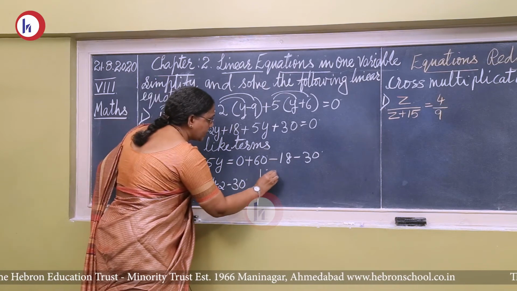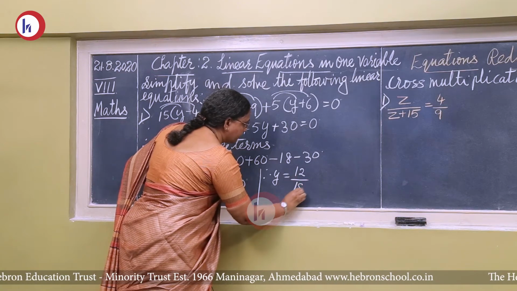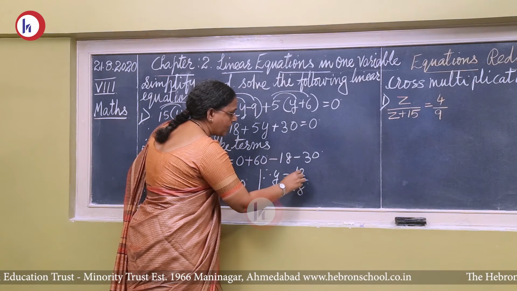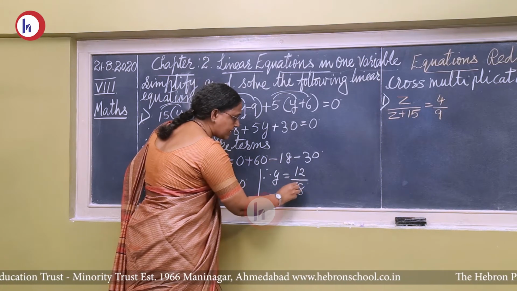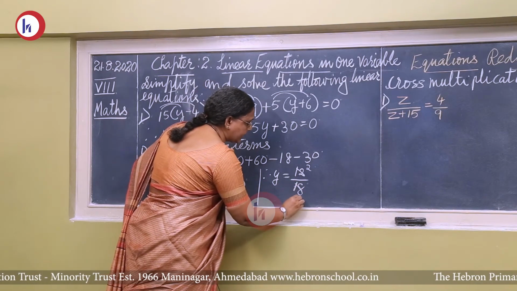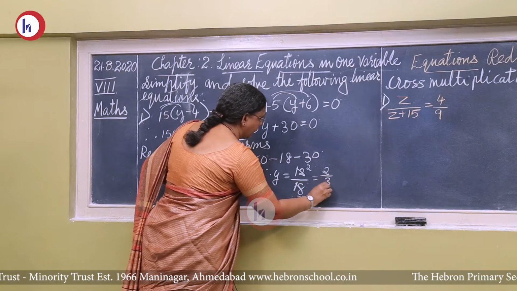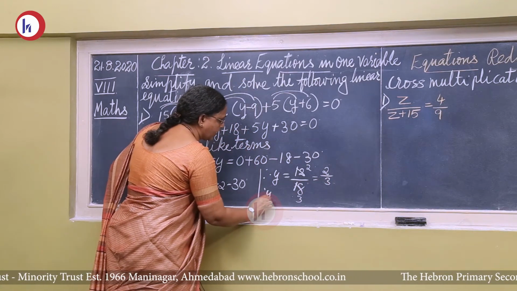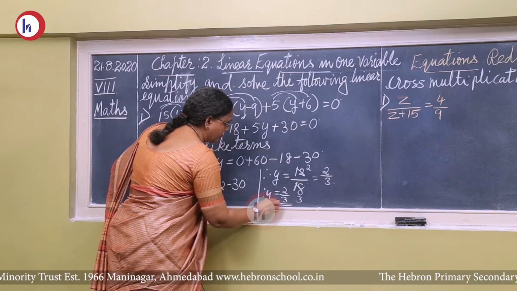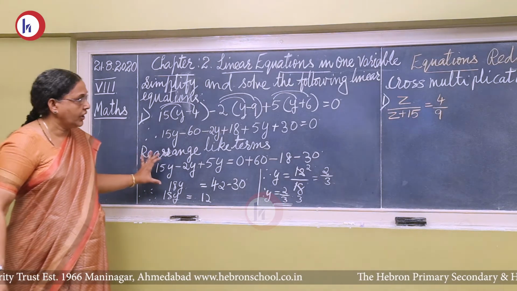Therefore, y is equal to 12 upon 18. Then again you can make it a reduced form. That is, the highest common factor is 6. So 2 6s are 12 and 3 6s are 18. That will be 2 upon 3. Therefore, y is equal to 2 upon 3. So this is the simplest form and it can be solved with that equation.